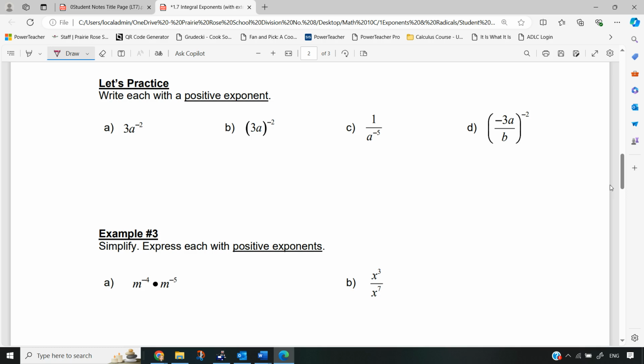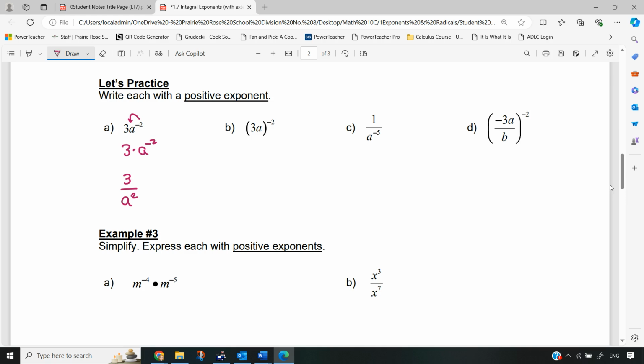So let's take a look at some more examples. When we're looking at negative exponents, what's really important is that we pay attention to what the exponent is applying to. We only have to move the pieces that have negative exponents. So here I have 3 times a to the negative 2. The negative 2 is only applying to the a, so it's only the a that needs to move. The 3 stays locked in place. So this becomes 3 over a squared.